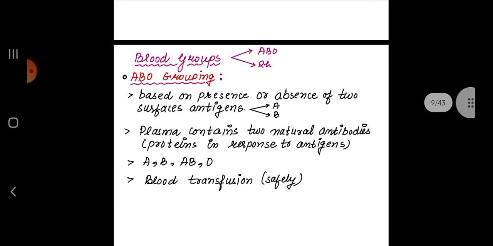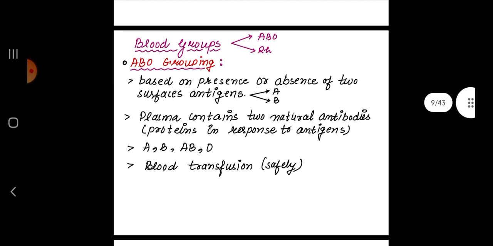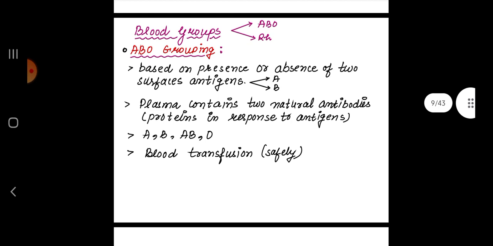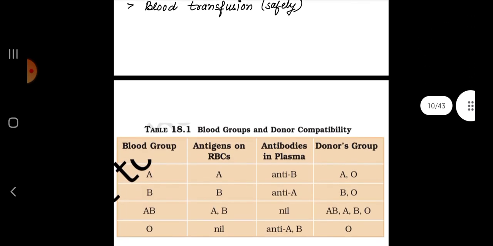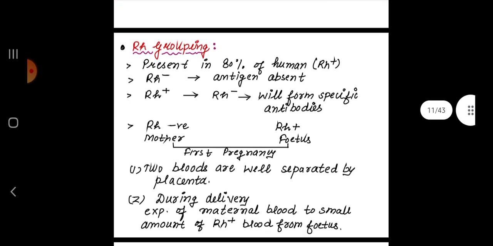Now, blood groups are of ABO and Rh types. ABO grouping is based on the presence or absence of two surface antigens, A and B. Plasma contains two natural antibodies, which matter for safe blood transfusion. Then Rh grouping: the Rh antigen is present in about 80% of humans.